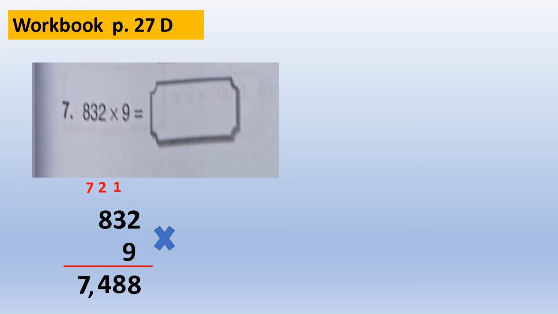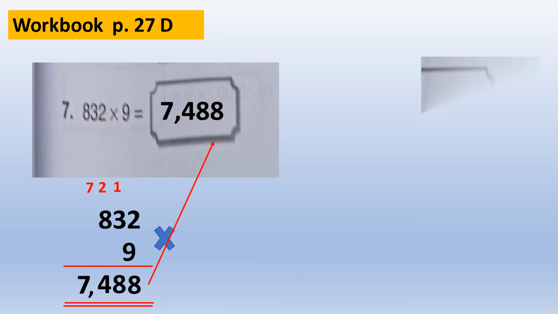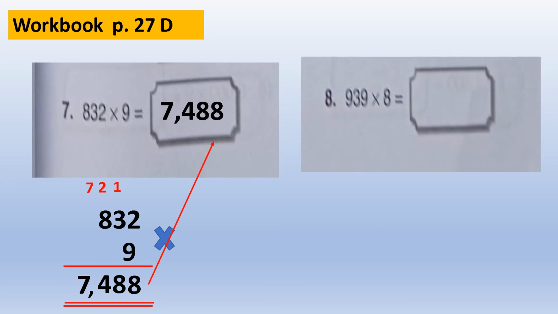Don't forget to write the comma after the third digit from the ones place. So the product is 7,488. So you say 832 times 9 is equal to 7,488. Number 8. Let us read the problem first.